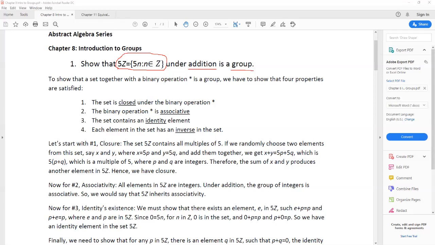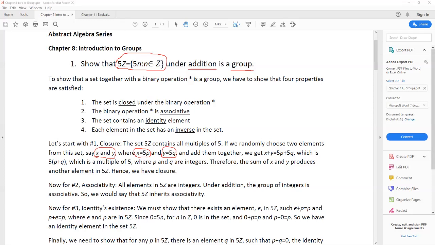So let's start with number 1, closure. We know that the set 5Z contains all multiples of 5. If we randomly choose 2 elements from this set, let's say that those elements are arbitrary and they're x and y, where both of those numbers are a multiple of 5. Why do they have to be multiples of 5? Because we are selecting elements from 5Z, which means they have to be multiples of 5.